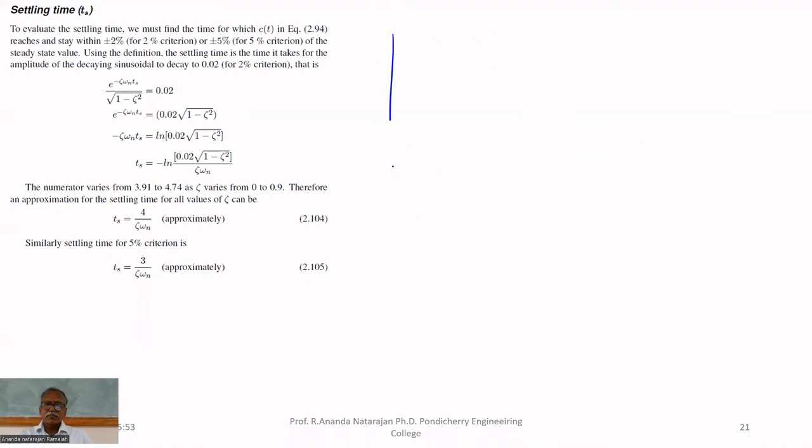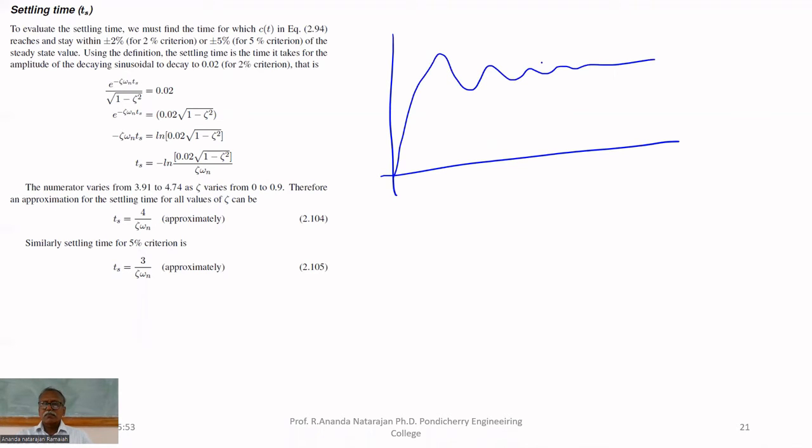Settling time. From this point onwards, it is within the tolerance of 2%. In the morning we have seen what tolerance is. Noise is inevitable. That's why it will always oscillate around the final value, and that's why 2% is taken as tolerance. After this, it oscillates, but the maximum oscillation is only within plus or minus 2%. So after this, it is steady state. Before this, it is transient.